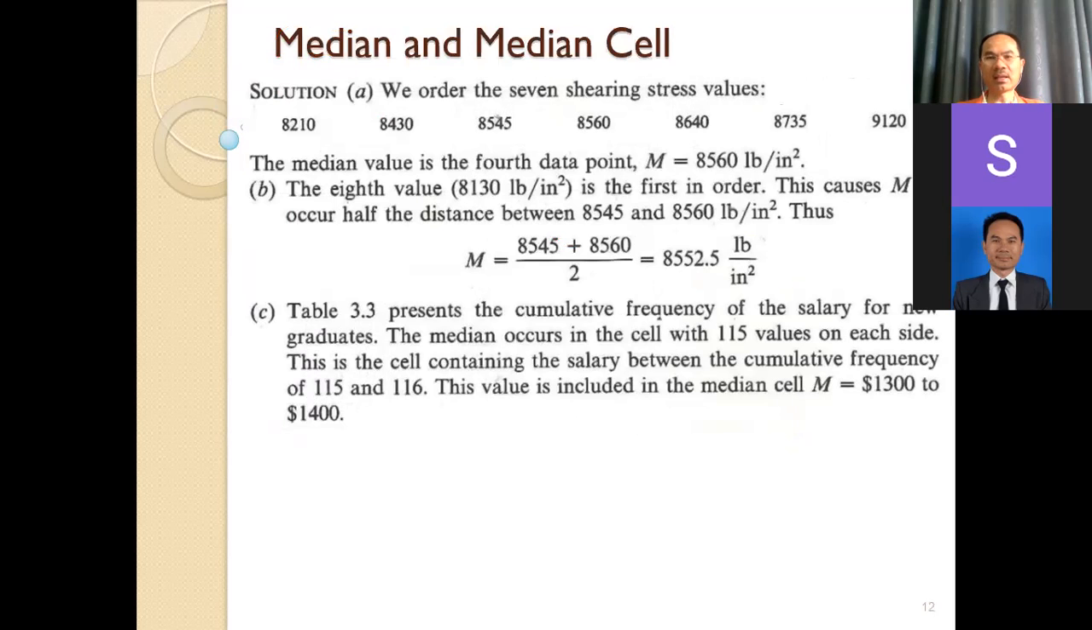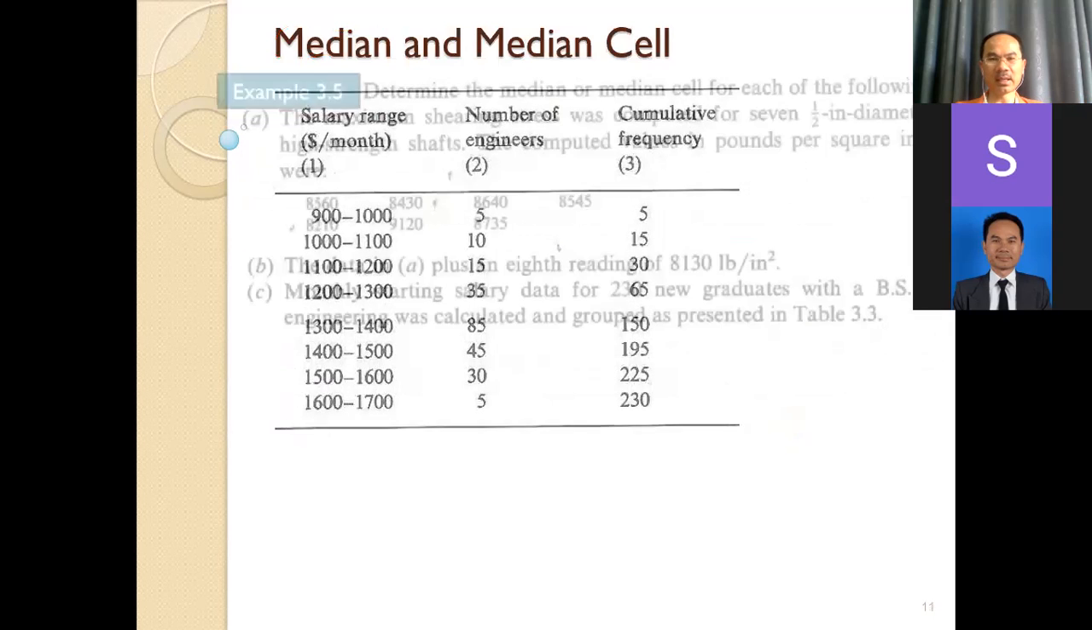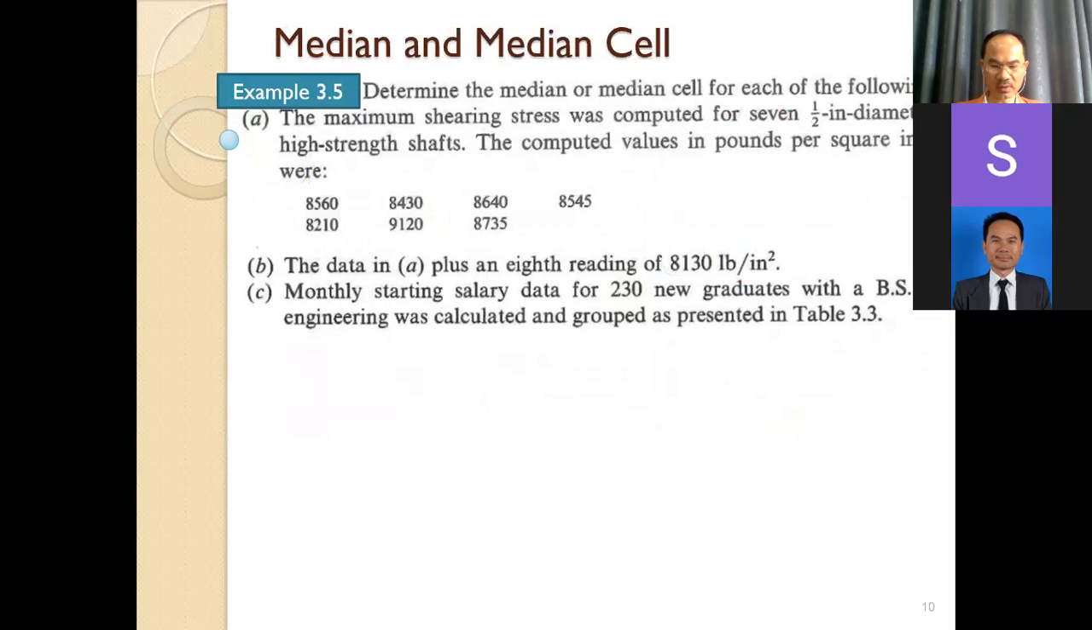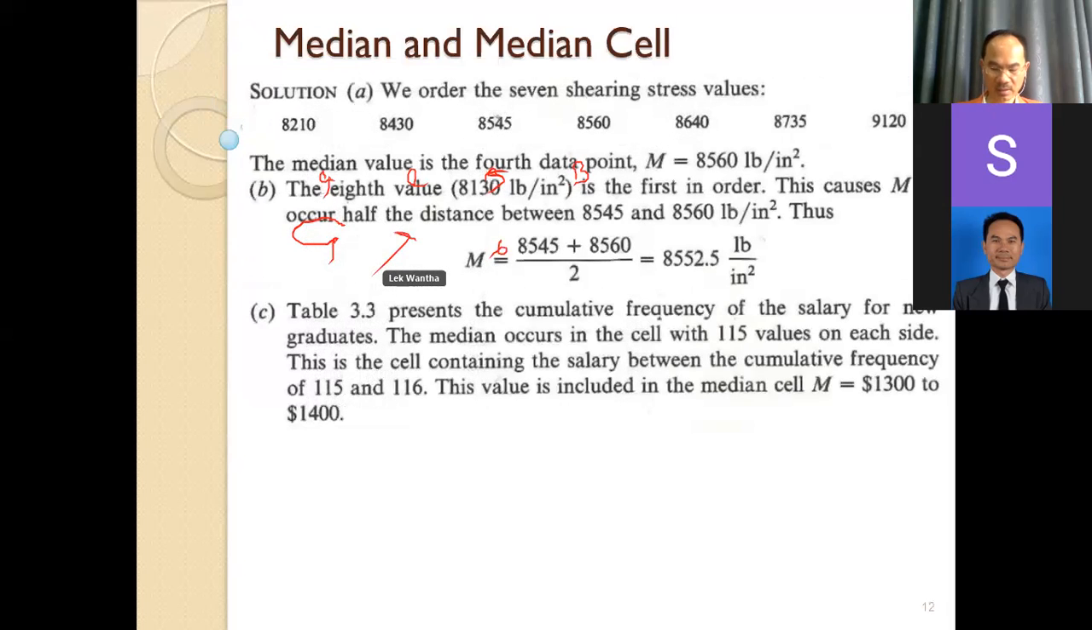Question A, you have to order the data from minimum to maximum. This is the minimum, 8,210 is the first one. The second one is 8,438. And the next one should be number 3, number 4, number 5, 6, 7. Okay, we order from the minimum to maximum value.